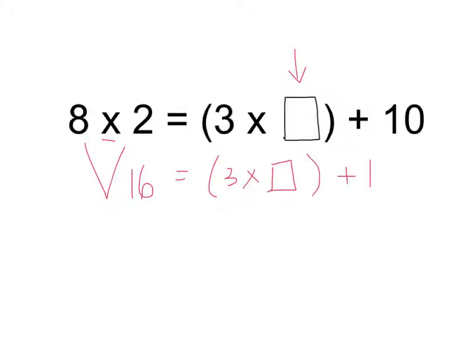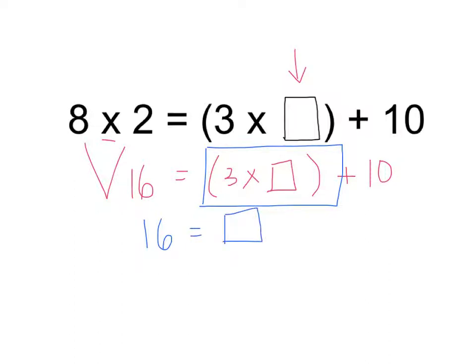plus 10. All right. Well, if I can look at this big parentheses with the what inside of it as a big what, I can rewrite it. 16 equals what plus 10. That's a little more manageable and a little easier. So I can count on from 10 until I get to 16. And then I know that my what equals 6.